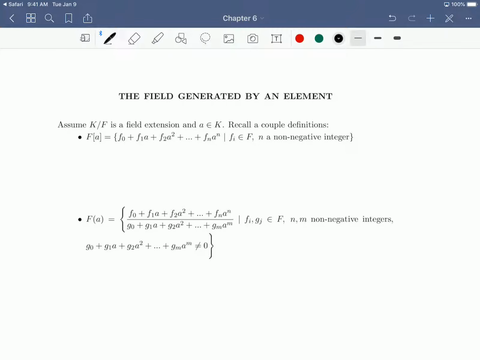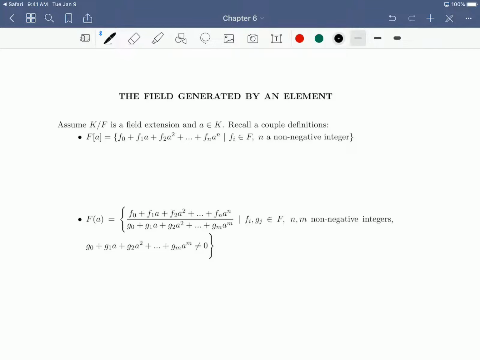All right, so in Chapter 6, we're going to tie together our polynomials and our fields and rings that we were discussing before that. So we're going to talk about a particular kind of field, a field generated by an element. So our setup, we're going to recall a couple of definitions before we get started. So we have K over F, a field extension. A is some element in K. And we defined these two objects earlier in the course.